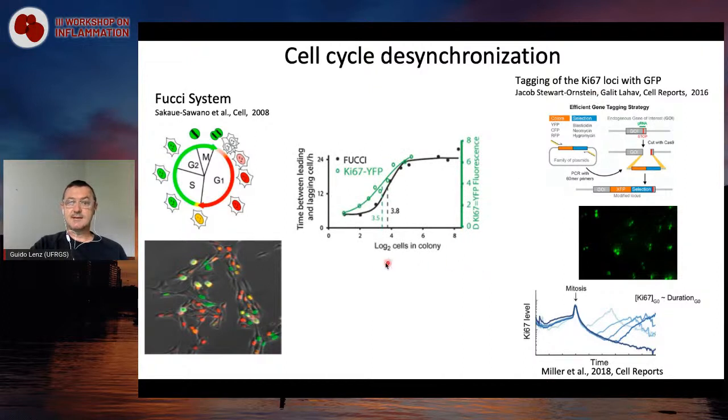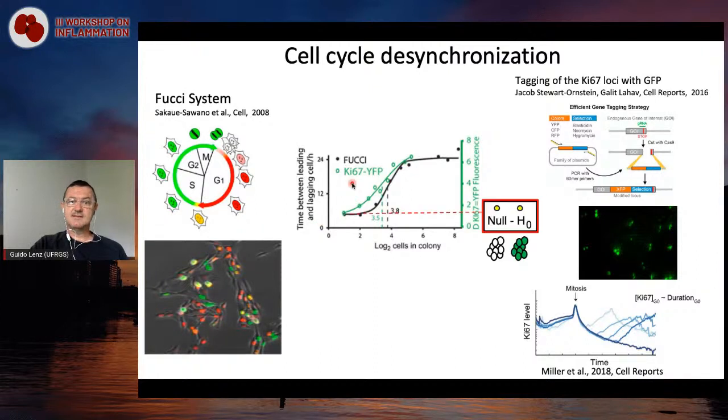And then we looked at the size of the colony. And here's the first time that this type of graph appears, in which the x-axis is the log2 of cells in the colony. We use log2 because the number here represents the number of generations that are required to produce a colony of this size. And here we are showing the difference between the stage of the cell cycle of the leading and the lagging cell, of the cells that are most different.